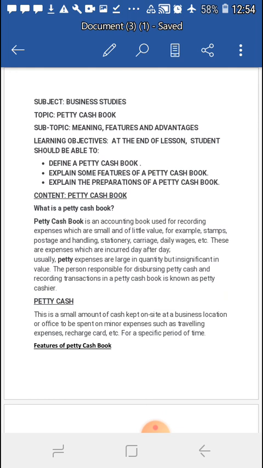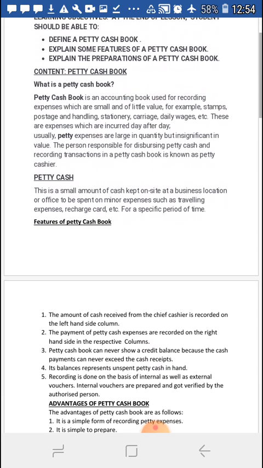Today we'll be taking petty cash book, and at the end of this lesson you should be able to define a petty cash book, state its features, and you should be able to prepare a petty cash book. Now, what is a petty cash book?